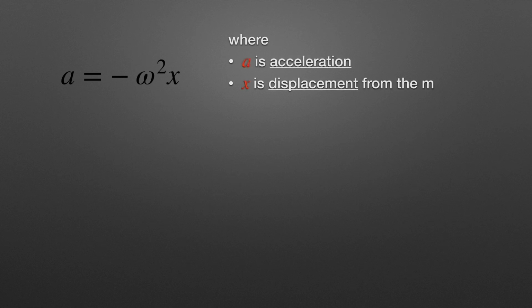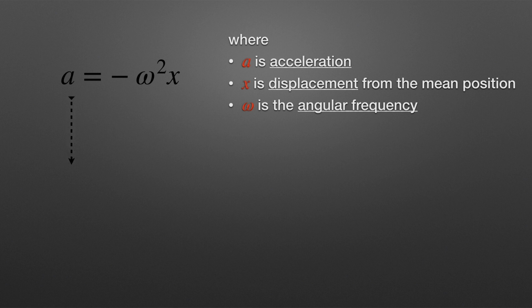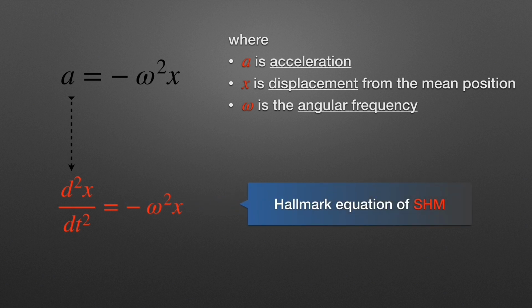In this video, we will find the time period of a simple harmonic motion. For a simple harmonic motion, acceleration is equal to minus omega square x, where x is the displacement from the mean position and omega is the angular frequency. We can write acceleration as d2x by dt square, that is the second order derivative of x with respect to t.